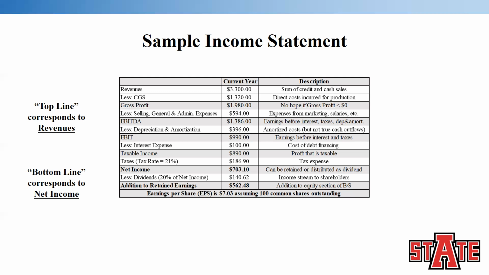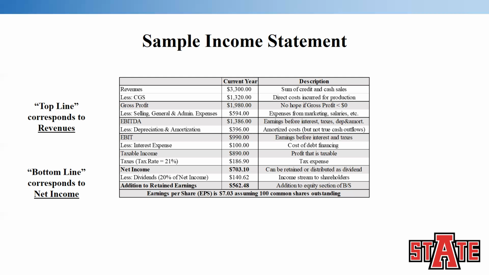Well, on a cash basis, that's true. It's not a true cash outflow. So why are we subtracting it out? We're subtracting it out for tax purposes. The IRS allows US-based companies to deduct depreciation and amortization. So that's going to lower our taxable basis and lower our taxes.